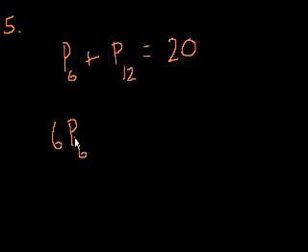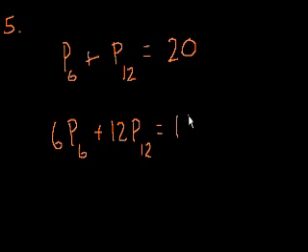So he got 6 times the number of packs. So he got 6 times this. This is the number of bagels he got from the 6 packs. And this is the number of bagels he got from the 12 packs, right? The number of packs times 12. And then that is equal to 168. 2 equations, 2 unknowns. They're linear equations. We should be able to solve this.